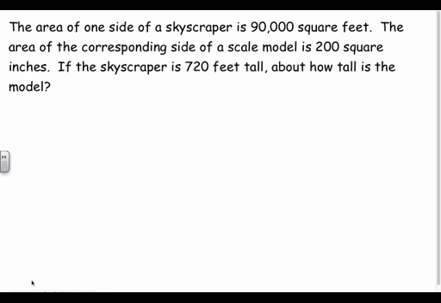And lastly, you may not be given a picture, so now you just got to use what we've learned and apply it. So it says the area of one side of a skyscraper is 90,000 square feet. So I'm going to go ahead and write that down. Skyscraper, I'll just put sky, 90,000 square feet. Always helps me to write stuff down.